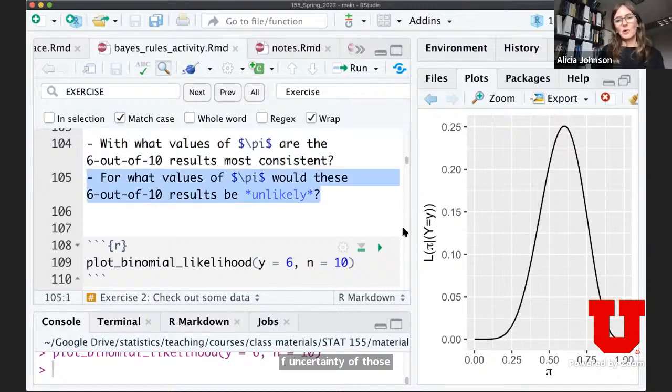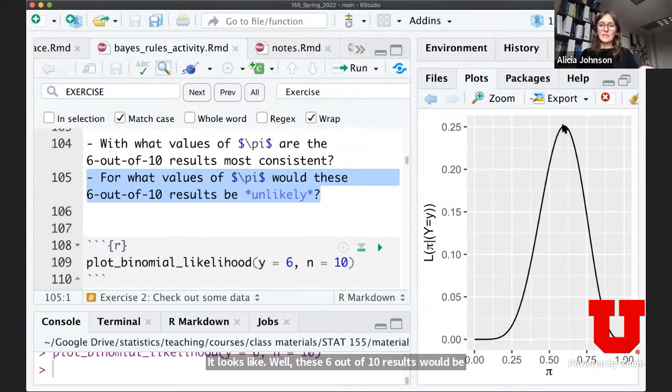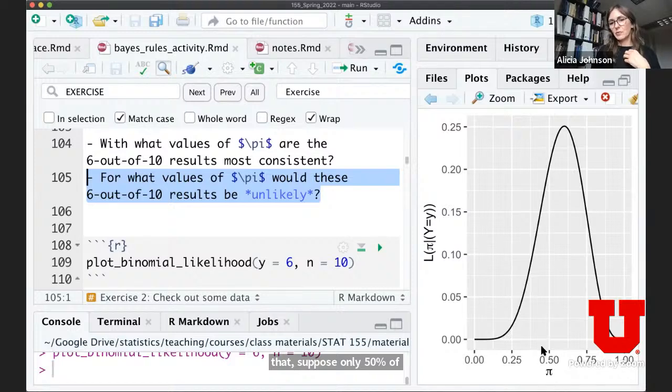So if I look at my likelihood function, it looks like these 6 out of 10 results would be the most likely if pi were 0.6. It's still pretty likely if pi were, for simplicity, between 0.5 and 0.75. So in this range the likelihood is still high, meaning that suppose only 50% of people in the population believed in climate change, then this 6 out of 10 is still fairly common.